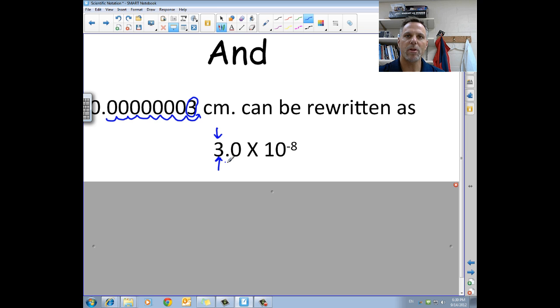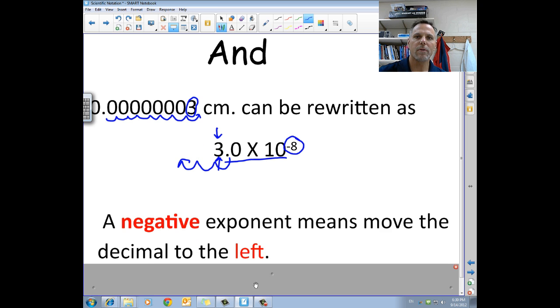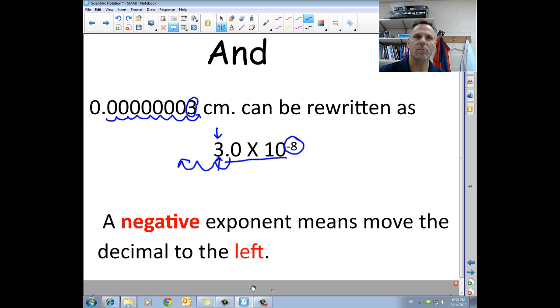So we write it as 3.0 times 10 to the minus 8th, and the negative 8th now tells us that we are going to move this decimal point 8 places to the left. So, a negative exponent means move the decimal to the left.